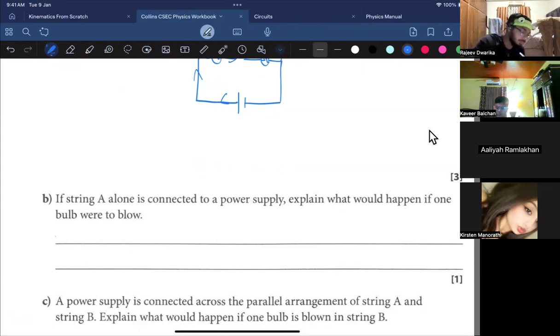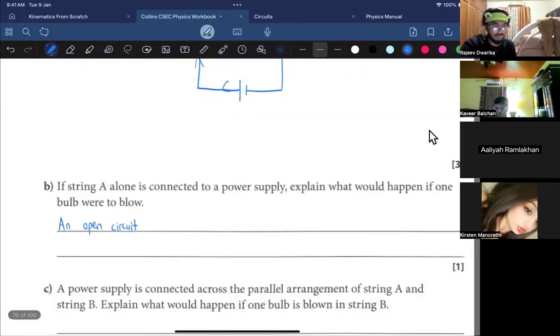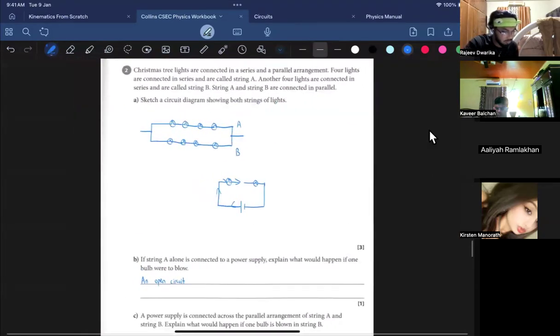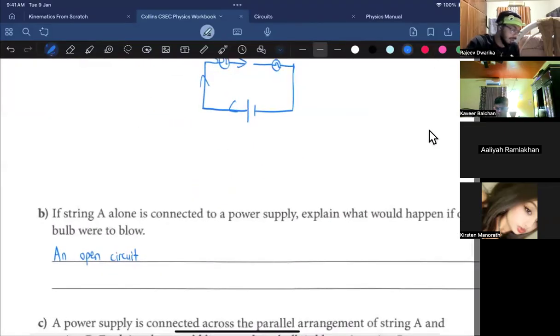That's the answer. An open circuit would be created, and all the bulbs would cease to light. Basically the other bulbs wouldn't turn on. An open circuit would be created, and the other bulbs will fail to light.